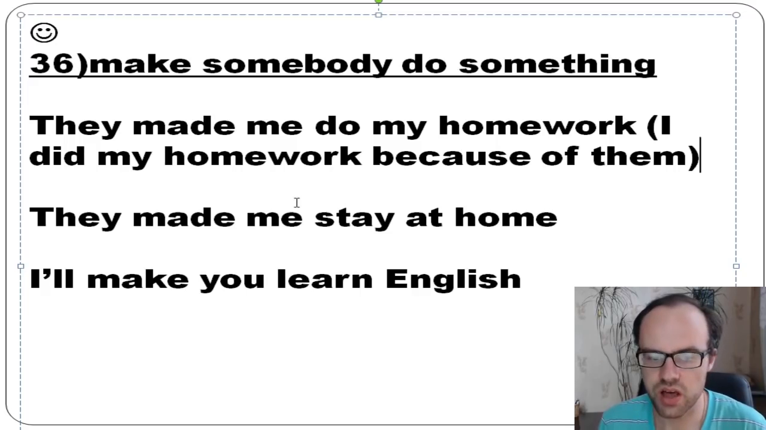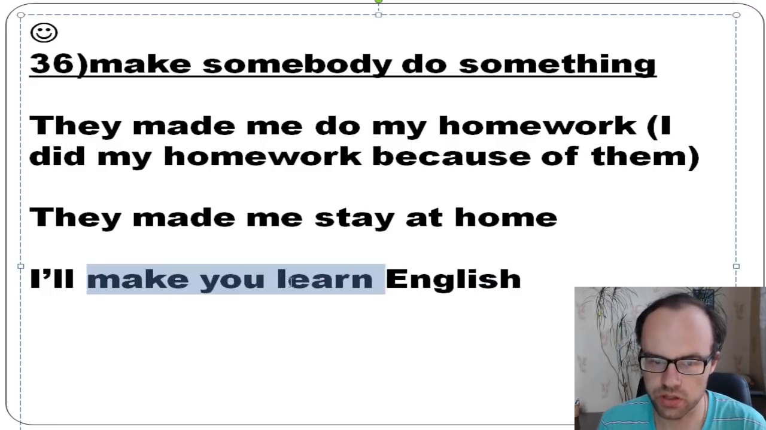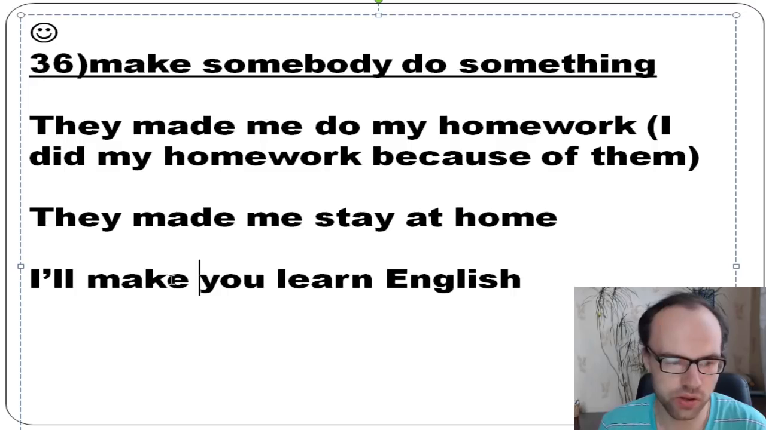So they made me stay at home. It means I stayed at home because of them. Maybe I wanted to go out with my friends, but they told me, you'll stay at home. I'll make you learn English. Make somebody do something, so you will learn English because of me. I hope so. I really need it. I want you to know English well.